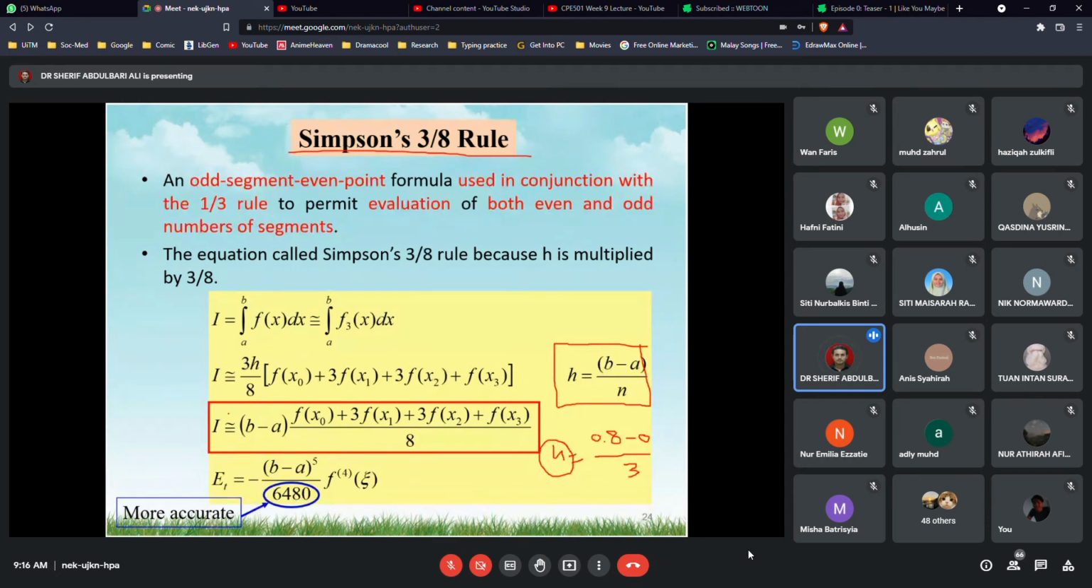Okay, this is the equation that is going to help us to calculate the integral: (b minus a) times the function of x0 plus 3 times the function of x1 plus 3 times the function of x2 plus the function of x3, over 8. And this is the equation for how to calculate the approximate error. You need to find the mean of the fourth derivative of the function, and you need to divide over 6,480.